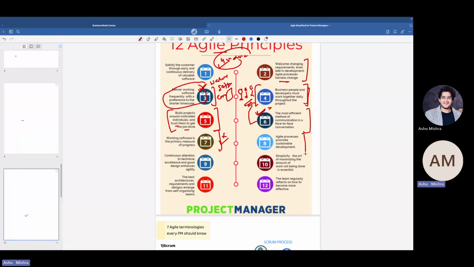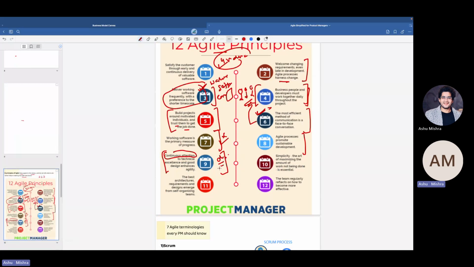The eighth is agile processes promote sustainable development. Ninth is continuous attention to technical excellence and good design enhances agility. Right, very right, guys. So if you see this word, continuous attention, right? Every PM is asked to do discovery, in the problem space, not in the solution space first of all, right?